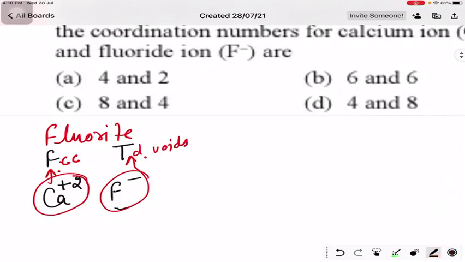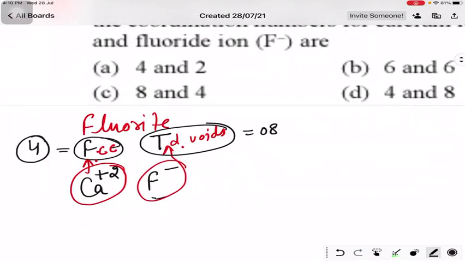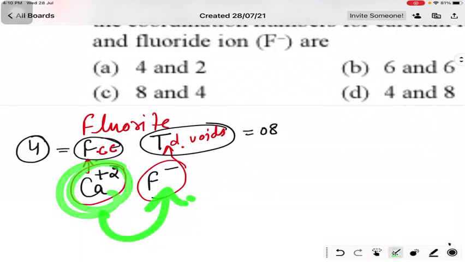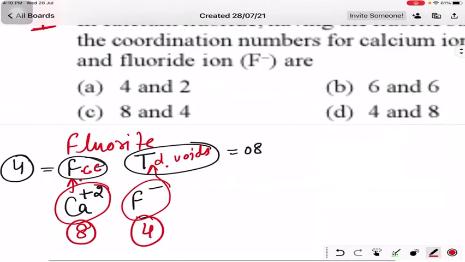So tetrahedral voids, total tetrahedral voids per unit cell 8, and total atoms in FCC are 4. So just exchange these numbers because its coordination number will be the oppositely charged species surrounding it in closest approach. So coordination number of calcium will be 8 and that of fluoride will be 4. So option number C is correct.